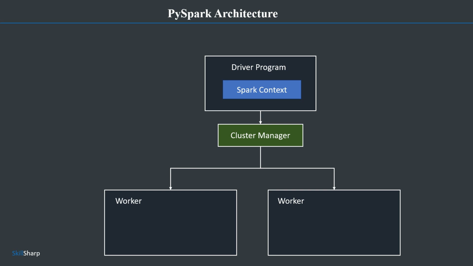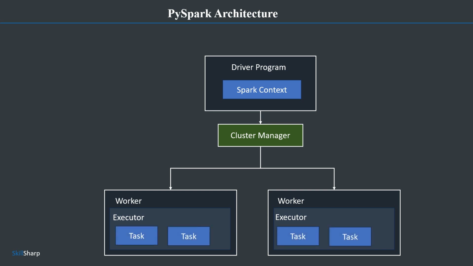There are two or multiple worker nodes. In every worker node, there are one or many executors. And in executors, there are tasks or slots which are used to assign the task. The task is the smallest unit of work in Apache Spark. So this is how Spark works. The cluster manager communicates with worker nodes and establishes a connection. After that, the worker nodes and driver node communicate with each other to process your big data workload in parallel.